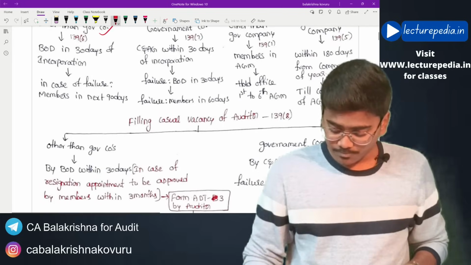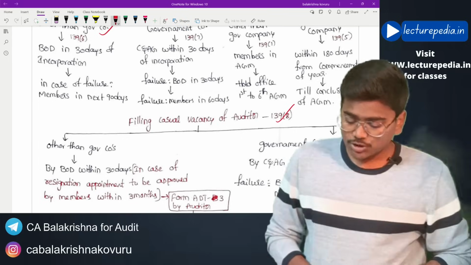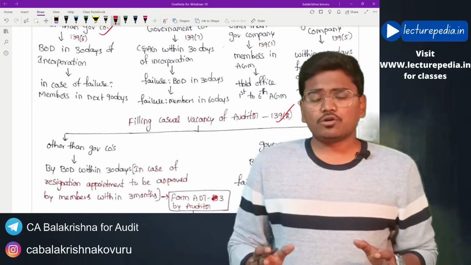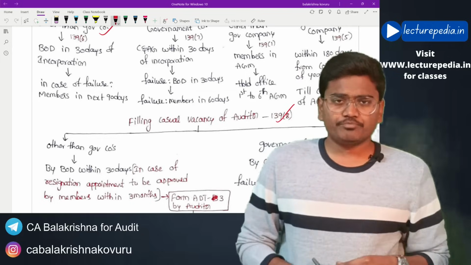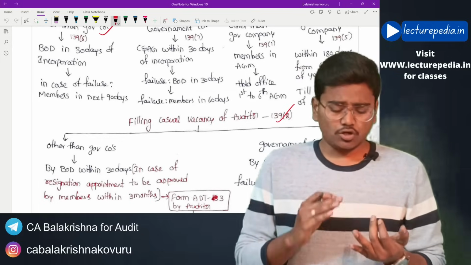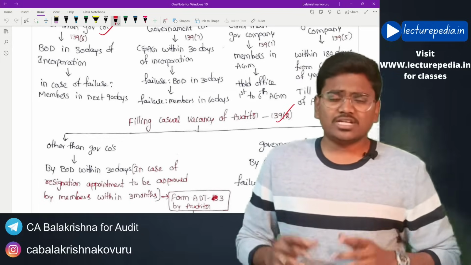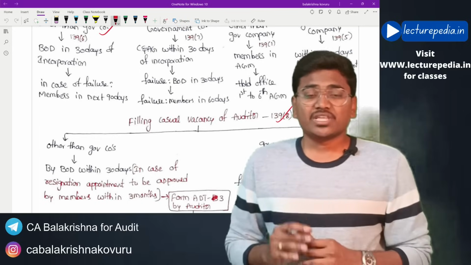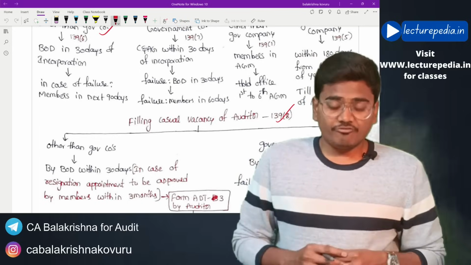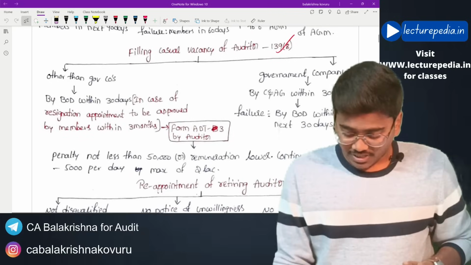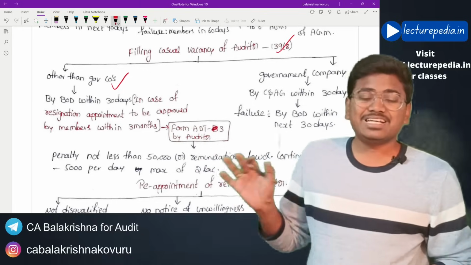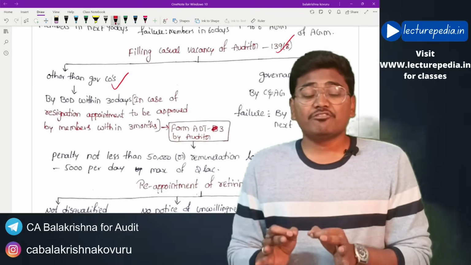Now coming to filling the casual vacancy of the auditor. The office of auditor can be vacated due to resignation or death of the auditor. Due to various reasons, the office can be vacated. Now once the office of auditor is vacated, how will it be filled? In case of other than government companies, the board of directors within 30 days will have to fill this vacancy.